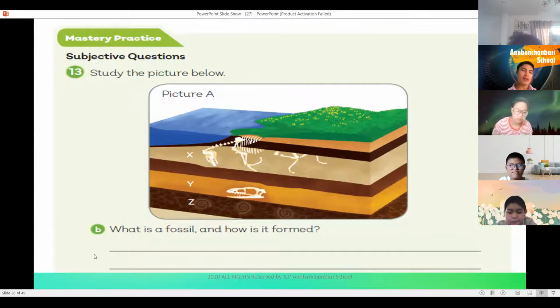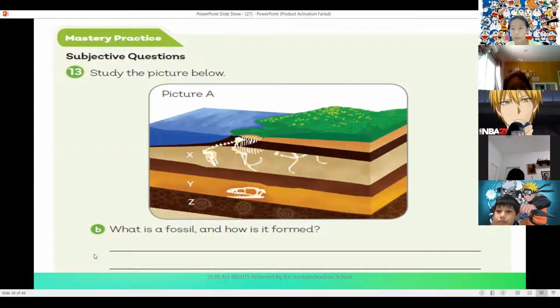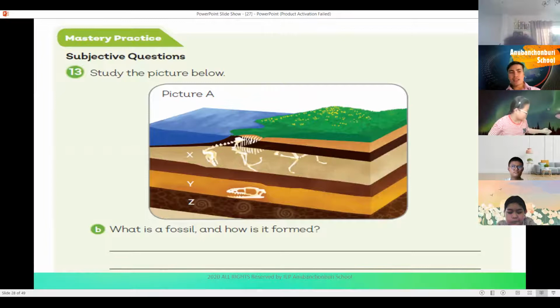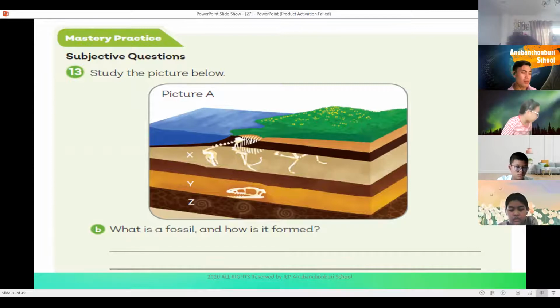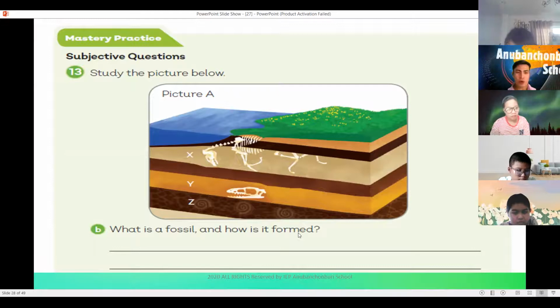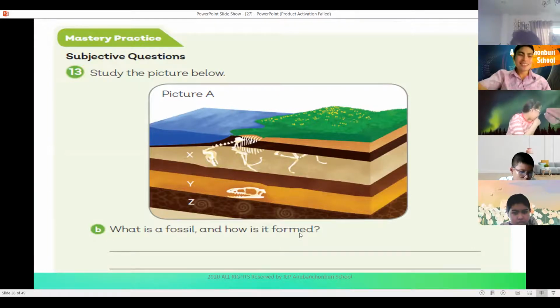What is a fossil and how is it formed? What is a fossil again? Can you tell me what is a fossil? A fossil is a what? Yes, Jirayu? A fossil is a remain. Or fossils are, yeah? Go ahead, Nataya. Do you want to answer? Remains of ancient plants and animals. How is it formed? Okay. You need to read your book again.